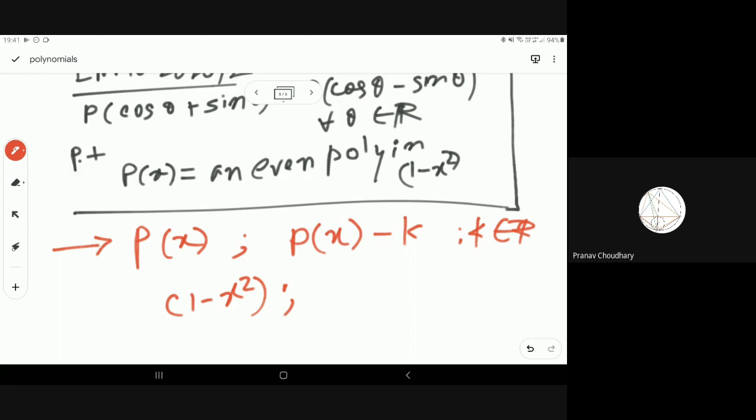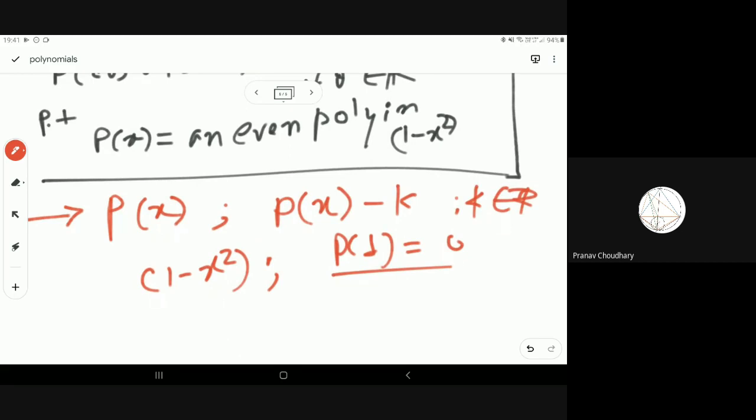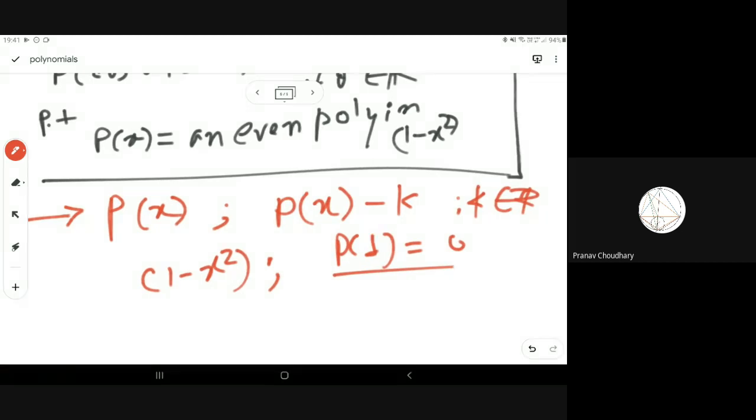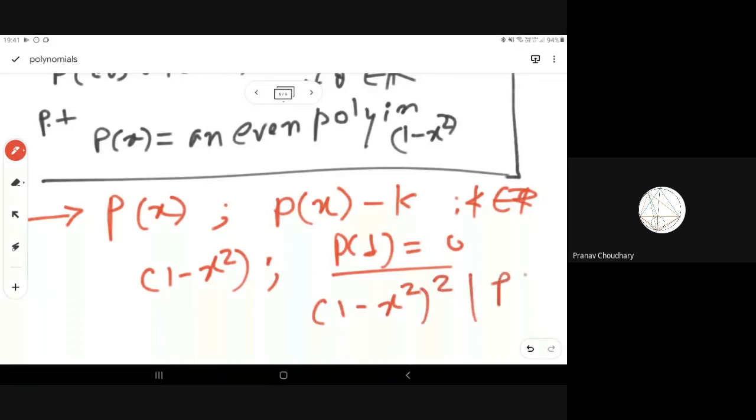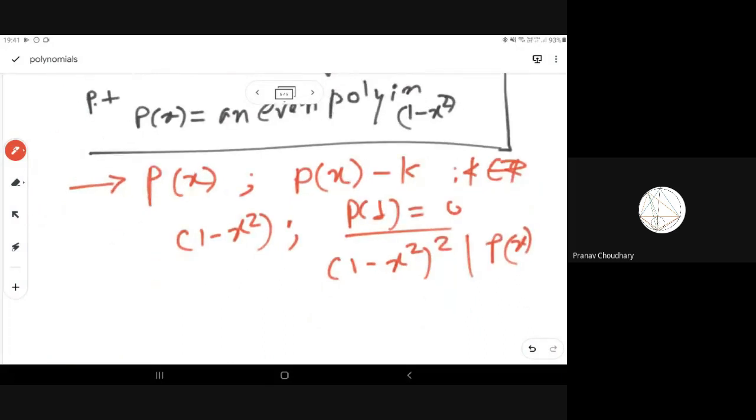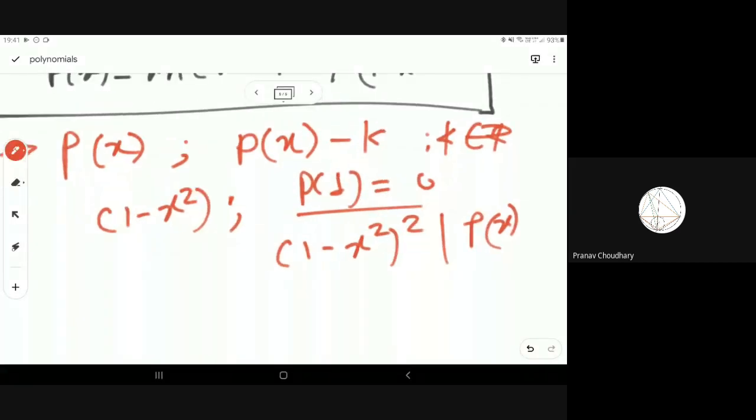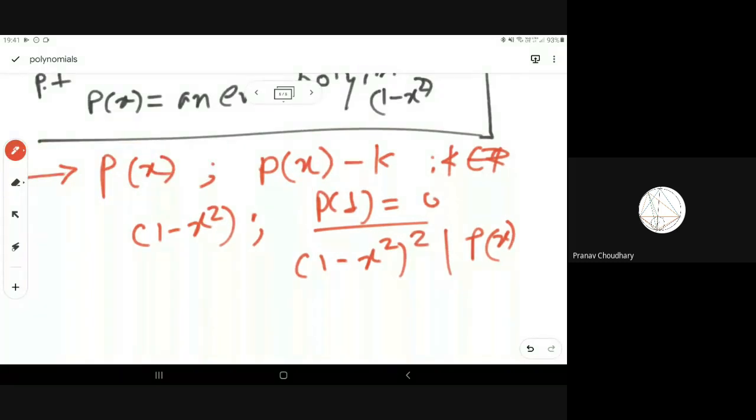So we will assume p(1) to be 0 by default, right? This is because 1 minus x squared factors into x plus 1 and x minus 1, and one of them has 1 as the root. And now we will try to prove that (1 minus x squared) squared divides p(x), right? Is the intention clear, what we are trying to do? As I mentioned during the beginning of the lecture, here the solutions are a polynomial in a small degree solution. The small degree solution here is 1 minus x squared, and any solution is a polynomial in 1 minus x squared, right?